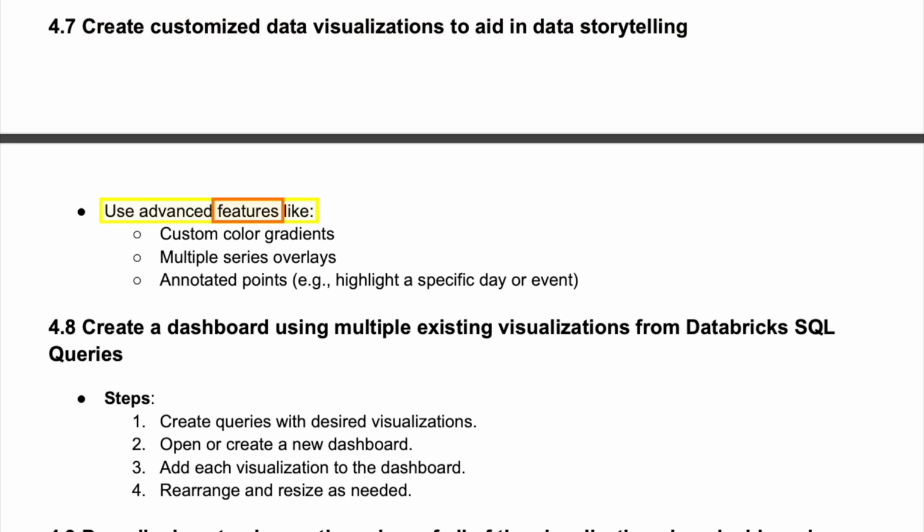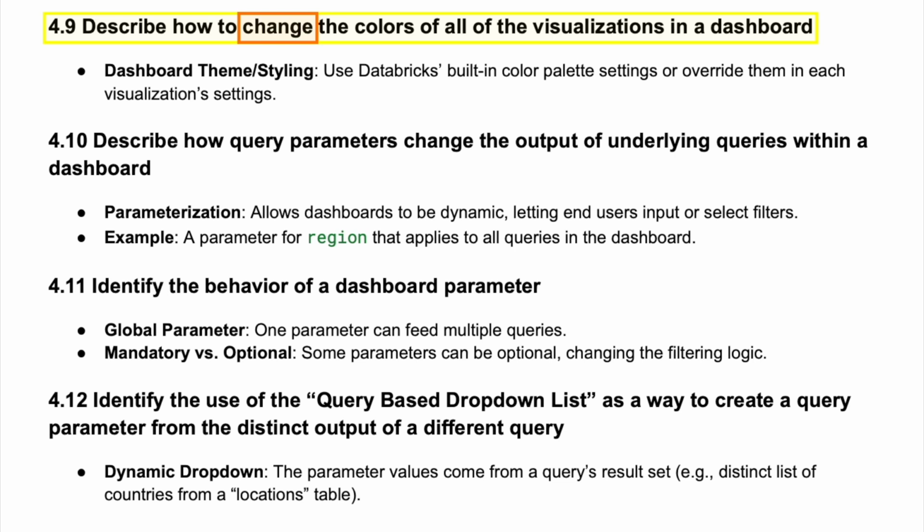4.7 Create customized data visualizations to aid in data storytelling. Use advanced features like custom color gradients, multiple series overlays, annotated points. For example, highlight a specific day or event. 4.8 Create a dashboard using multiple existing visualizations from Databricks SQL queries. Steps: 1. Create queries with desired visualizations. 2. Open or create a new dashboard. 3. Add each visualization to the dashboard. 4. Rearrange and resize as needed. 4.9 Describe how to change the colors of all of the visualizations in a dashboard.